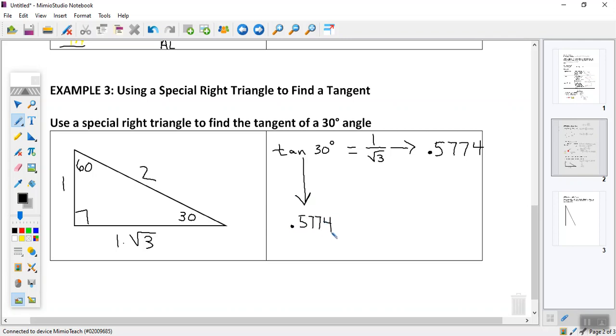Okay, again, what this means, kids, is this. I'm going to kind of draw this as best I can. I'll highlight maybe a little red right here. It means for every red unit right there, it's 0.5774 units. For every 0.5774 units I have on this opposite leg, how many units do I have on the adjacent leg? 1. Okay, that's what that means.